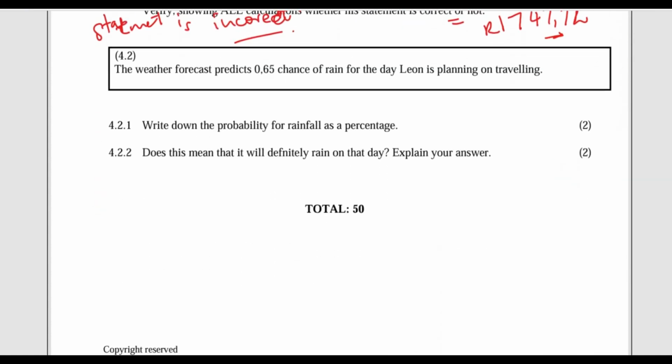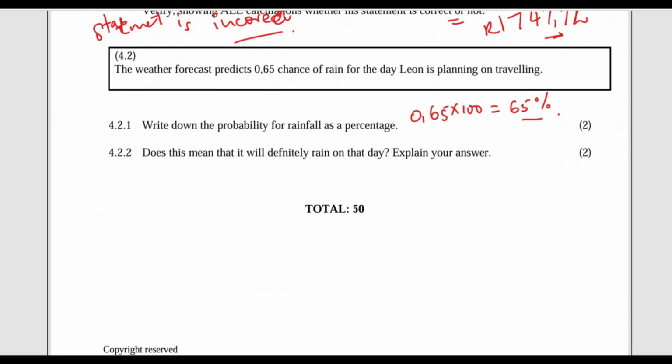All right, then 4.2, the weather forecast predicts that 0.65 chance of rain for the day. This person is planning on traveling. Write down the probability as a percentage. So it's going to be 0.65 multiplied by 100, which becomes 65%.